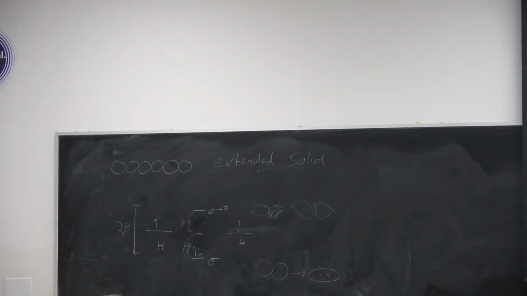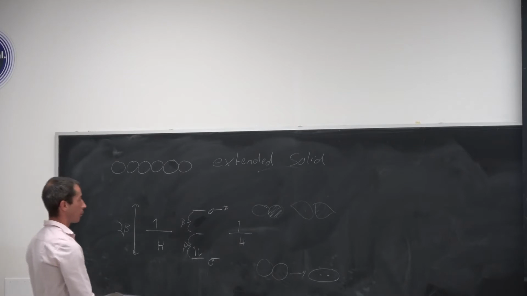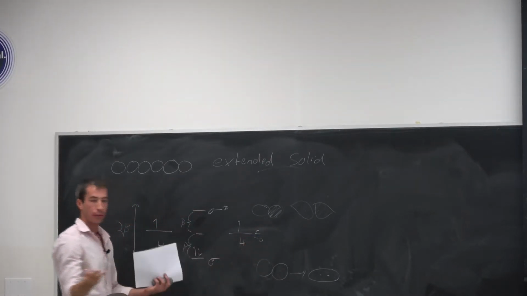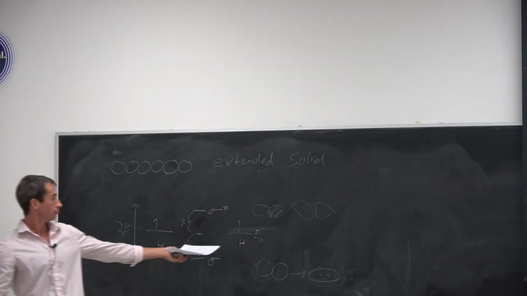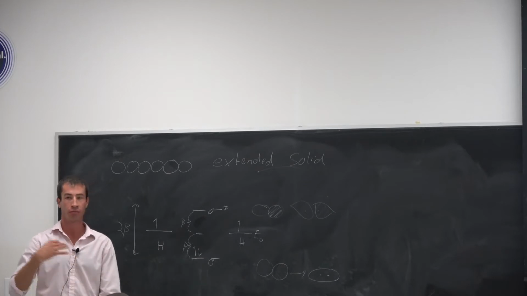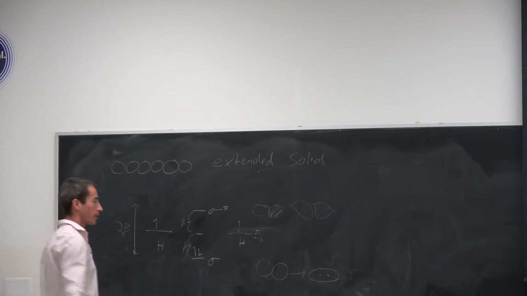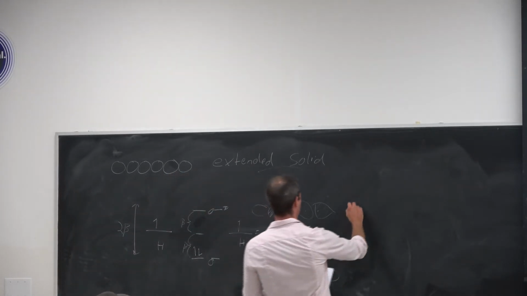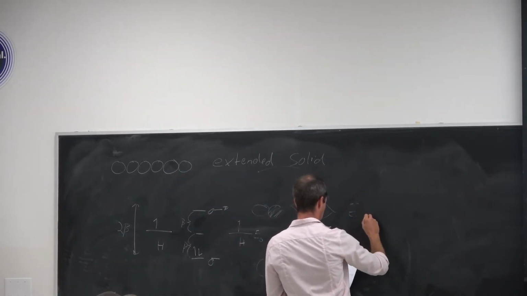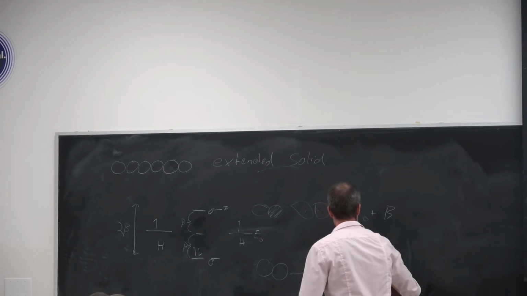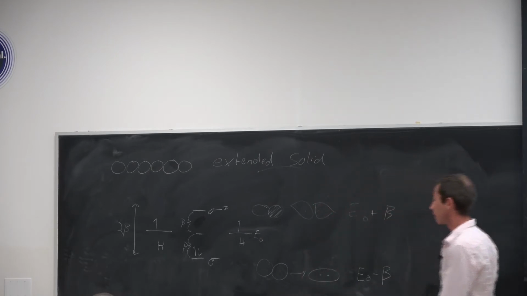And so if we call the original level of our ground state, which has a value of 13.6 electron volts, E naught, then this situation is E naught minus beta.